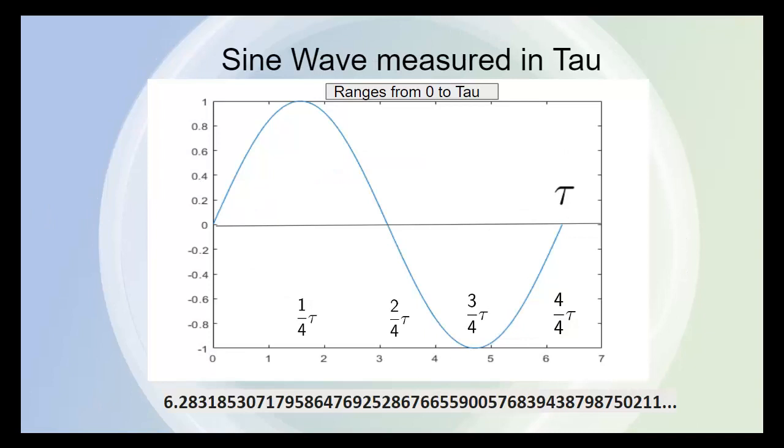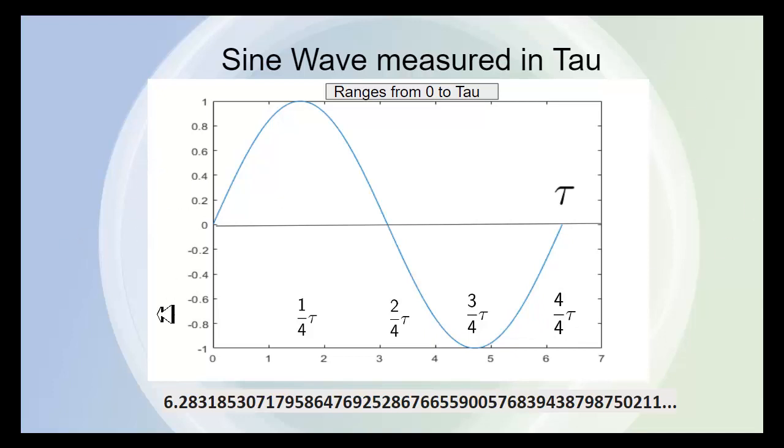So I want you to close your eyes and imagine a world where everything was written in tau instead of pi. So imagine if we used this number here instead of the digits of pi. Now, I don't want you to actually close your eyes because I want you to see what I'm going to say. Here I have a map of a sine wave, and I have the various different phases written in terms of tau.